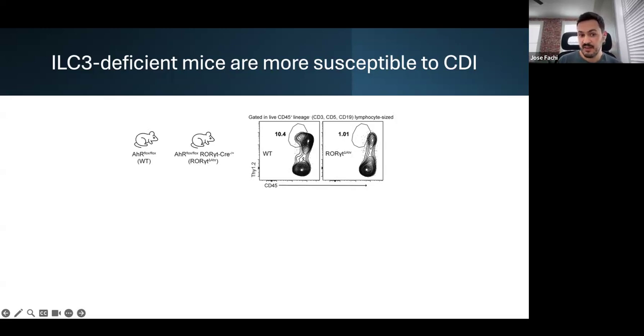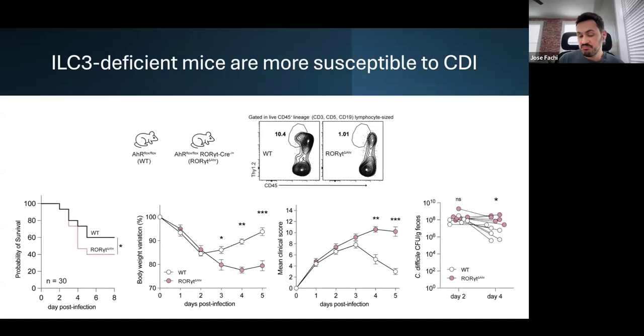Knowing that these mice don't have ILC3s, we infected them with C. diff to see what happened in the early infection. As expected, these mice are more susceptible to the infection, because we already know from our previous paper and from other groups' papers that ILC3s are important for the healing phase. And we saw that they don't recover at the end of the infection.